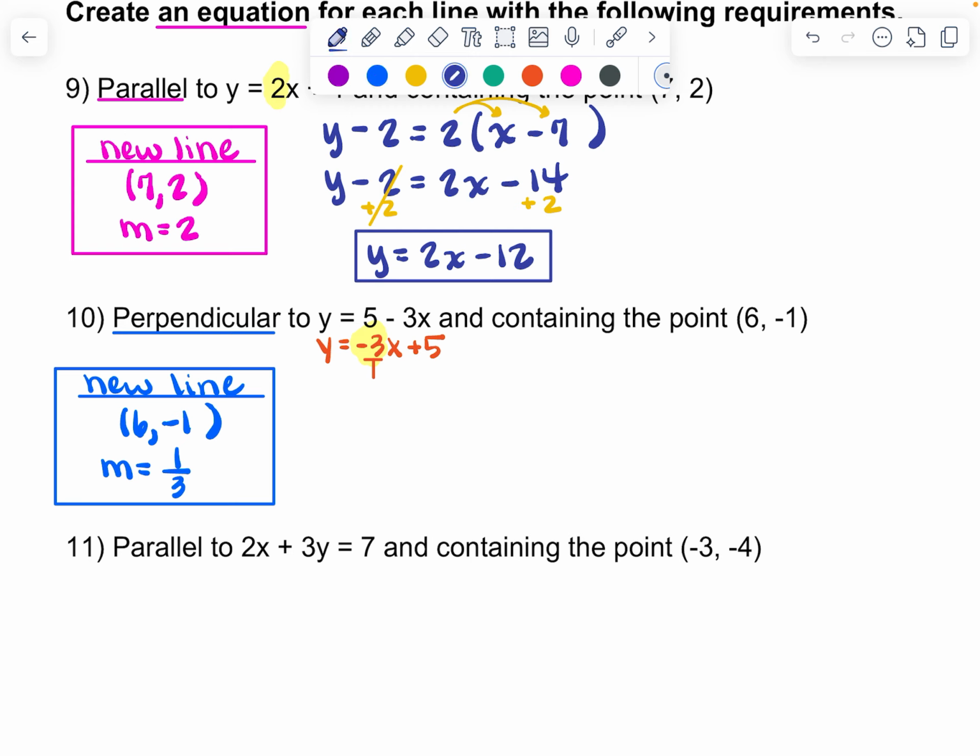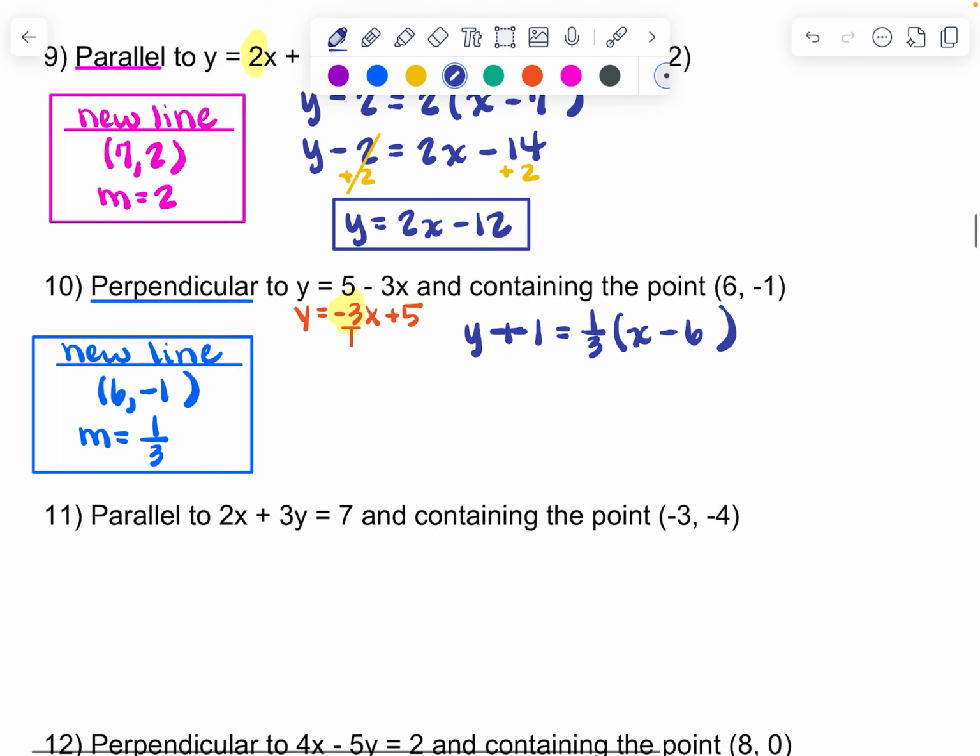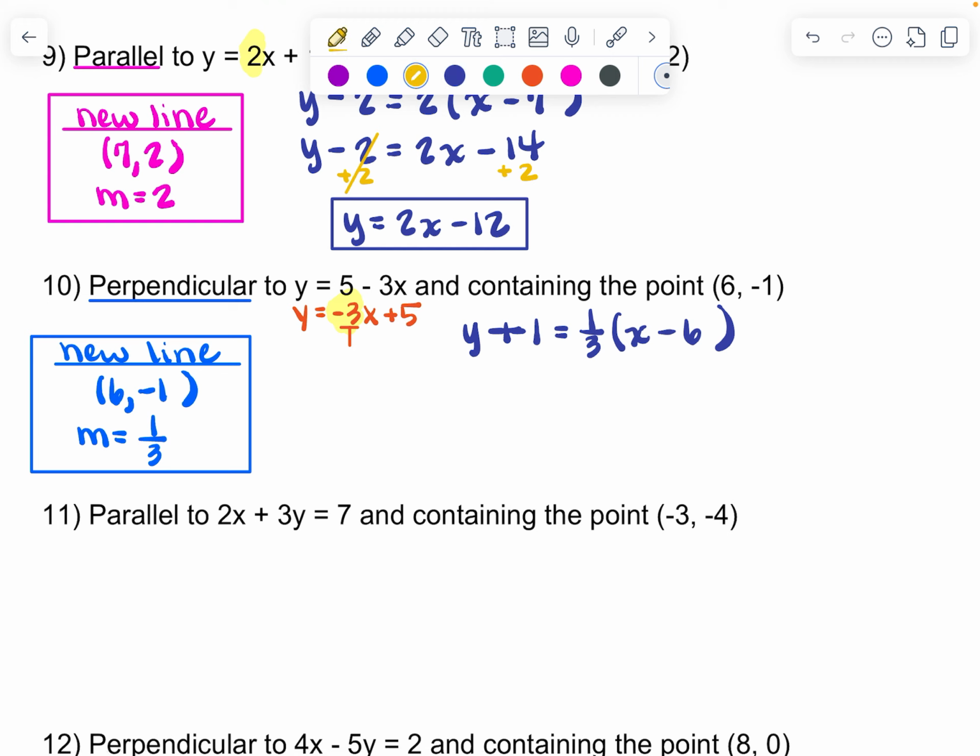And then once you have that, you should be good to go, because I got a point and a slope. So you know I'm going to do point slope form. So y minus -1, which is a positive, right, because of the double negative, equals our slope of 1/3 times x minus 6. All right, now we got to get to y equals mx plus b form.